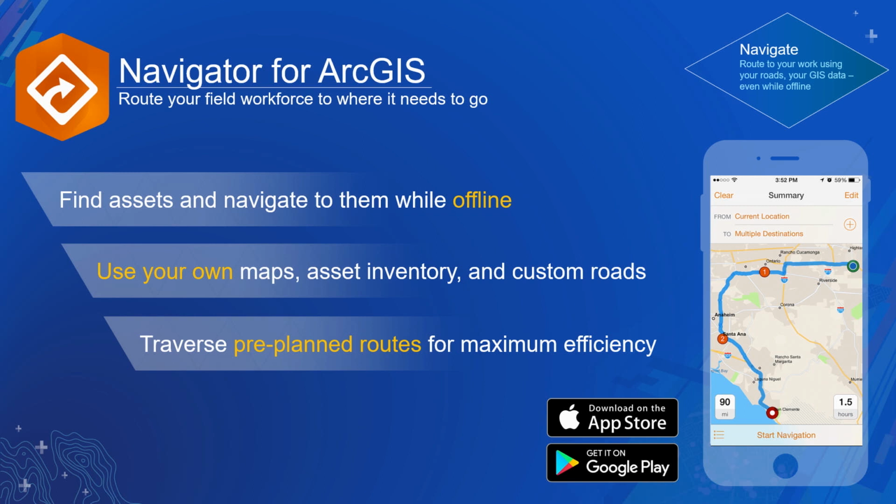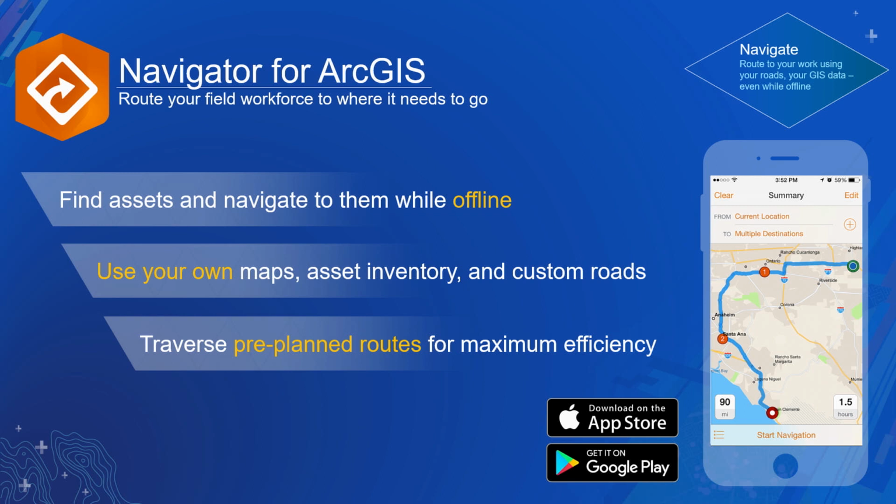It allows you to find assets and navigate to them while offline. So by default, Navigator is an offline app. If you have field workers going into areas without data connectivity, no mobile service, Navigator's a great option. You can load up all of your assets and all of your information from your GIS into what we call a mobile map package that gets put onto the device, and then you've got everything you need right there on your device. You're not having to constantly rely on connectivity back to the office. So that is a great differentiator for Navigator.